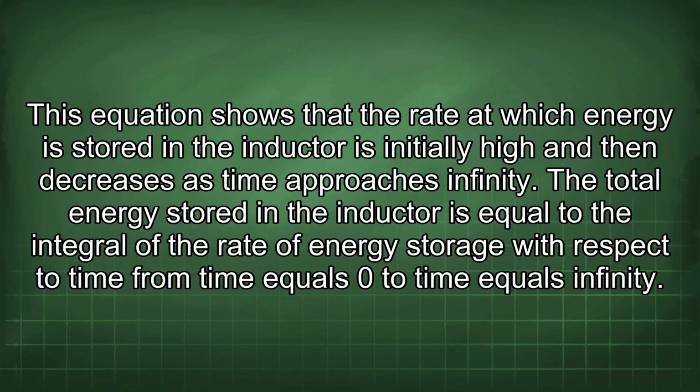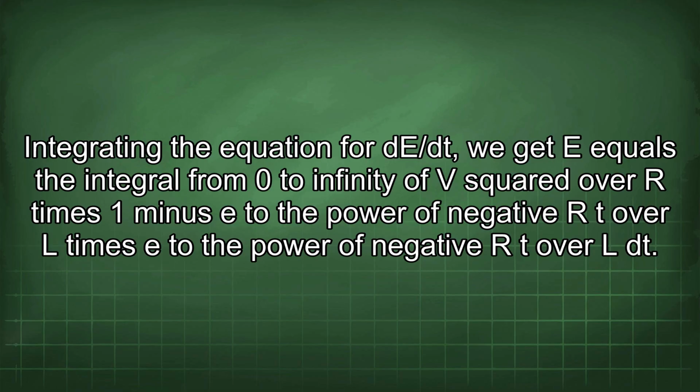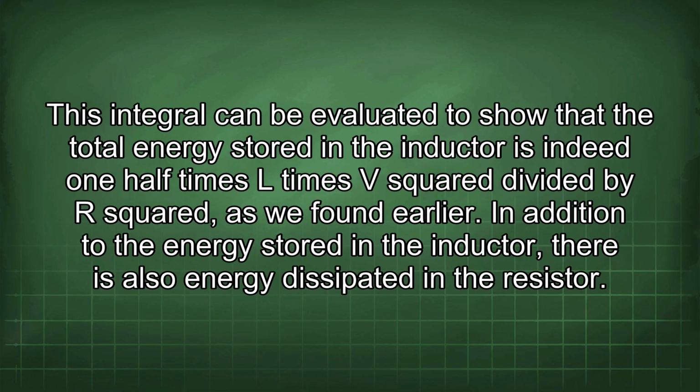as time approaches infinity. The total energy stored in the inductor is equal to the integral of the rate of energy storage with respect to time from time equals 0 to time equals infinity. Integrating the equation for dE/dt, we get E equals the integral from 0 to infinity of V squared over R times 1 minus e to the power of negative Rt over L times e to the power of negative Rt over L dt. This integral can be evaluated to show that the total energy stored in the inductor is indeed 1/2 times L times V squared divided by R squared, as we found earlier.